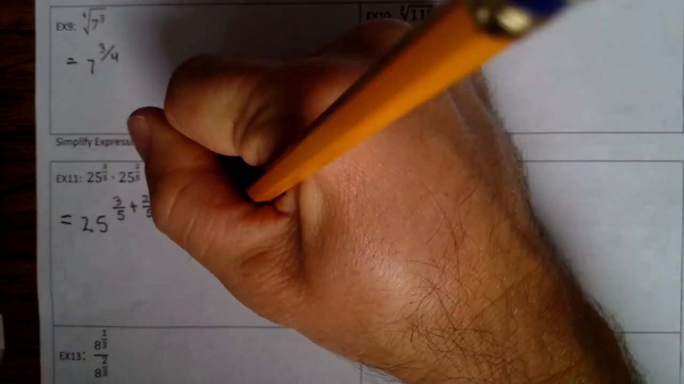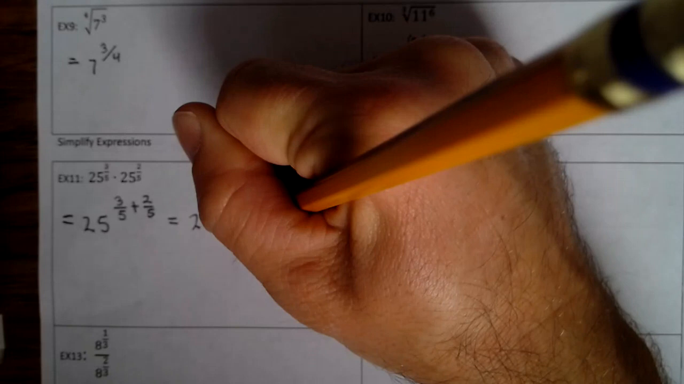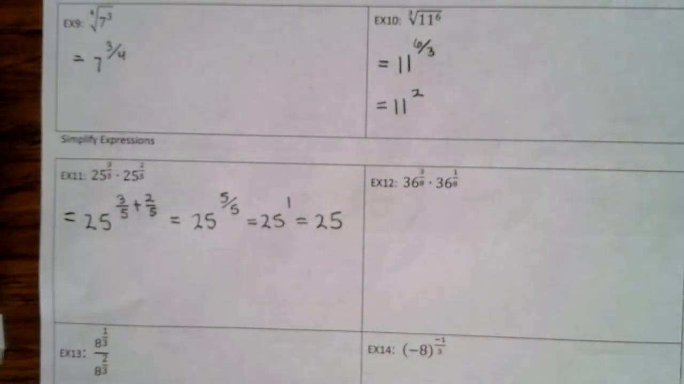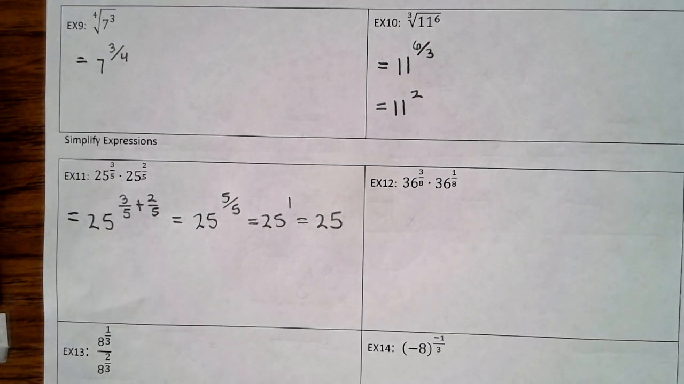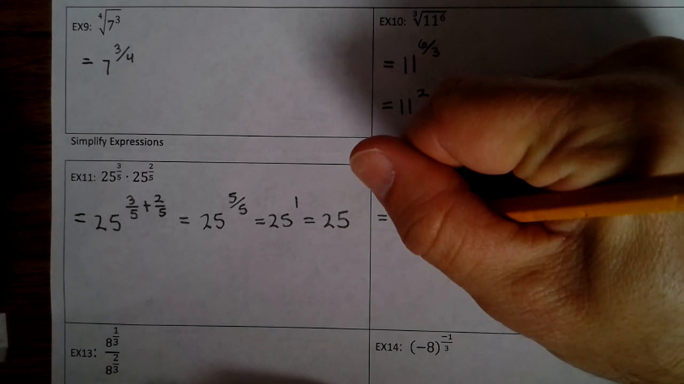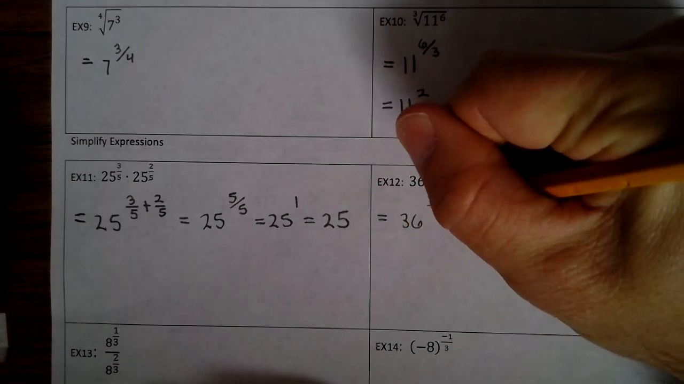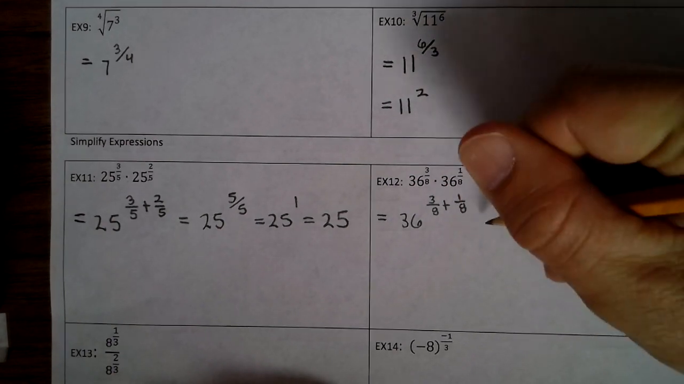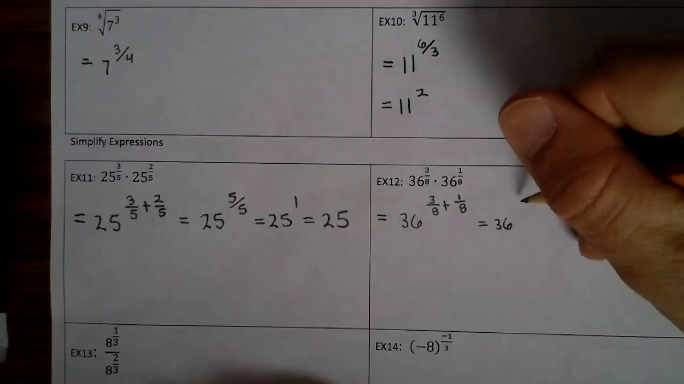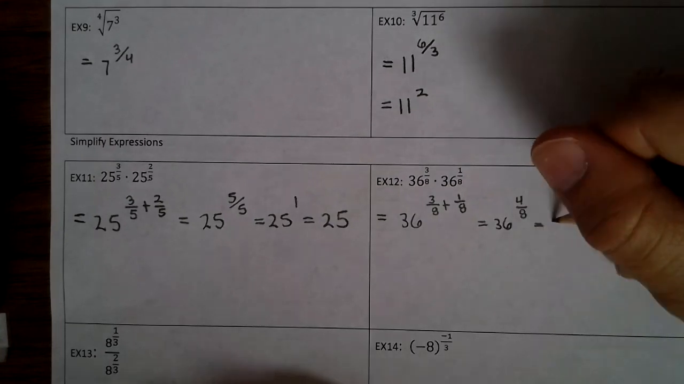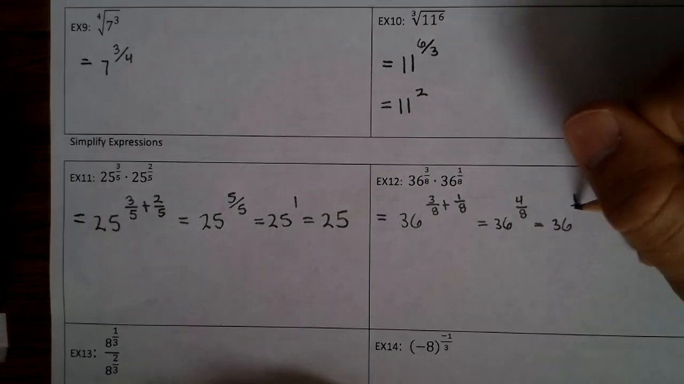All right, example 12 is the same way, so that'd be 36 to the 3/8 plus 1/8, which equals 36 to the 4/8, which equals 36 to the 1/2, which equals the square root of 36 to the 1st power, which equals 6.